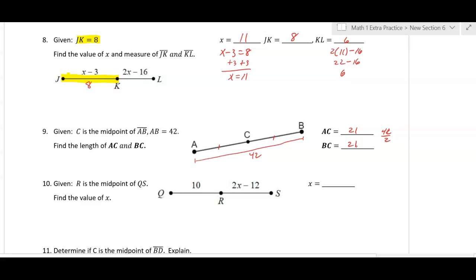Okay, number 10, R is the midpoint of QS. Well, right away, mark these congruent. What do I know about these measures then? They're basically equal. So 2x minus 12 equals 10. And now I can add 12 to both sides. 2x equals 22. x is 11.